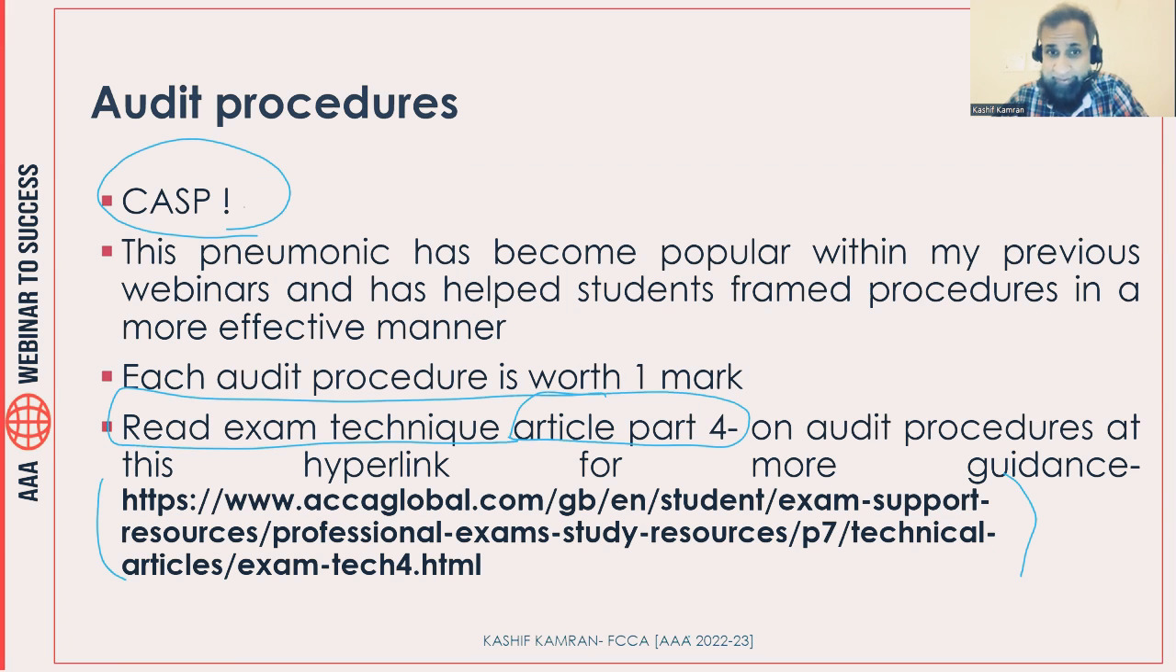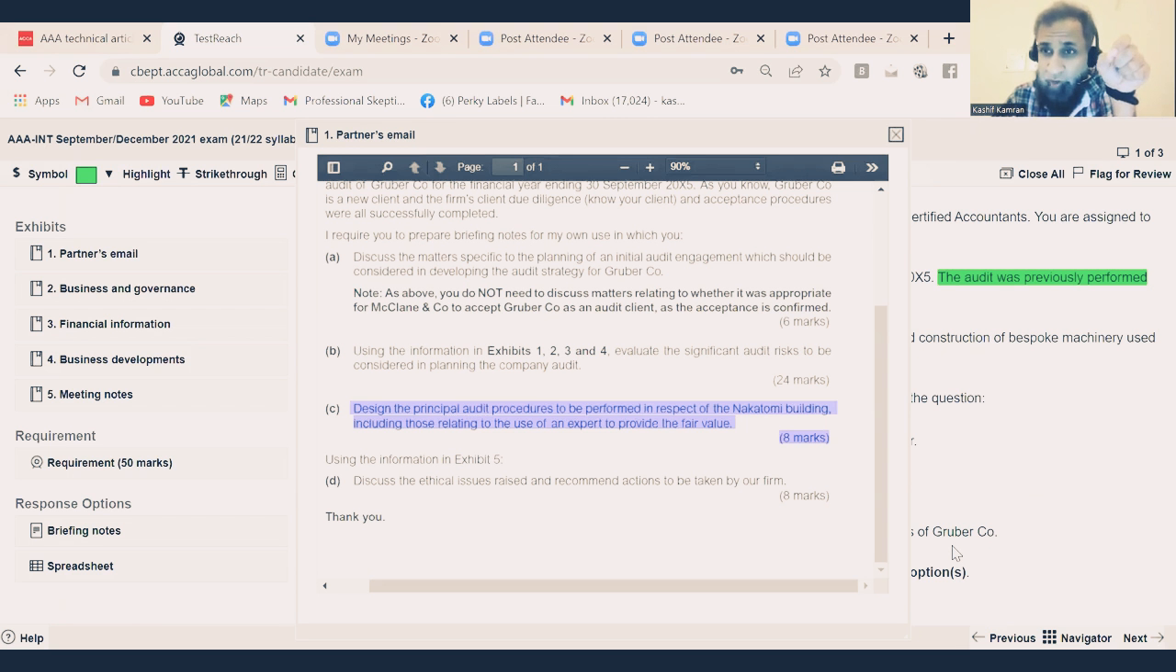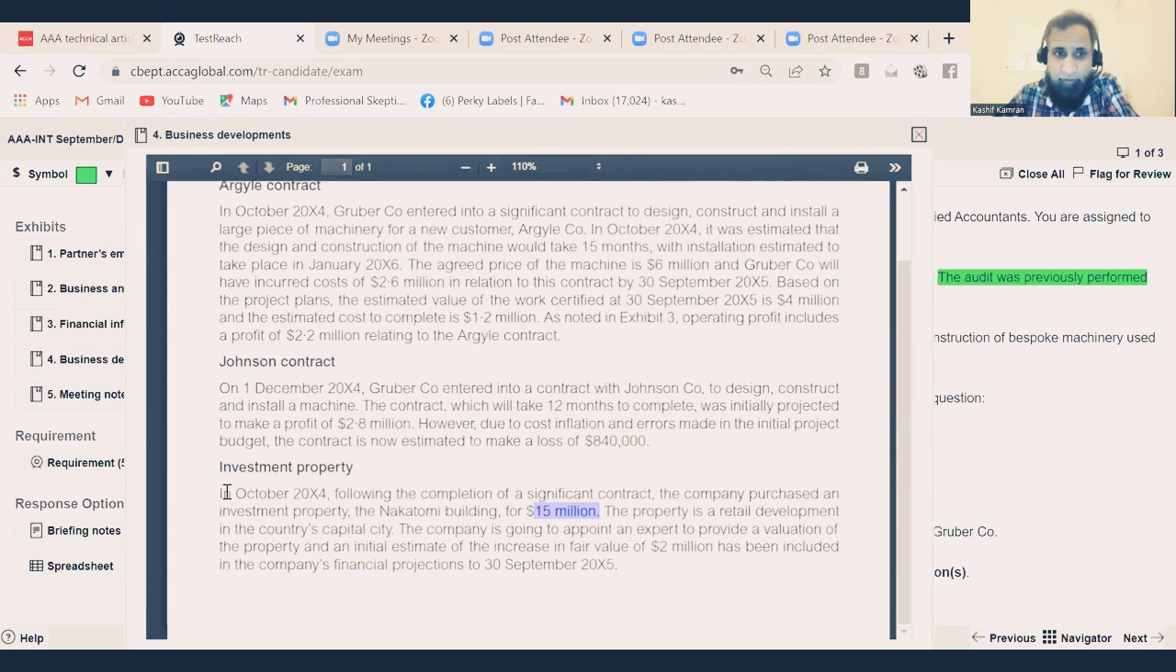Let me utilize CASP. Every time you're writing a procedure in question number 1, you're writing a procedure on something which is given in the case study, yes or no? Is Nakatomi building given in the case study? Where? In which exhibit? In exhibit number 4. We have the Nakatomi building. Can we copy paste the information? Control C, and we take this information to the Word file.